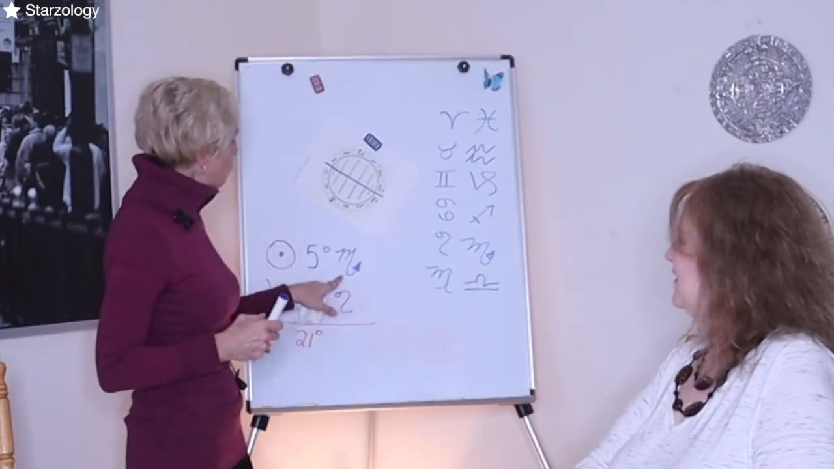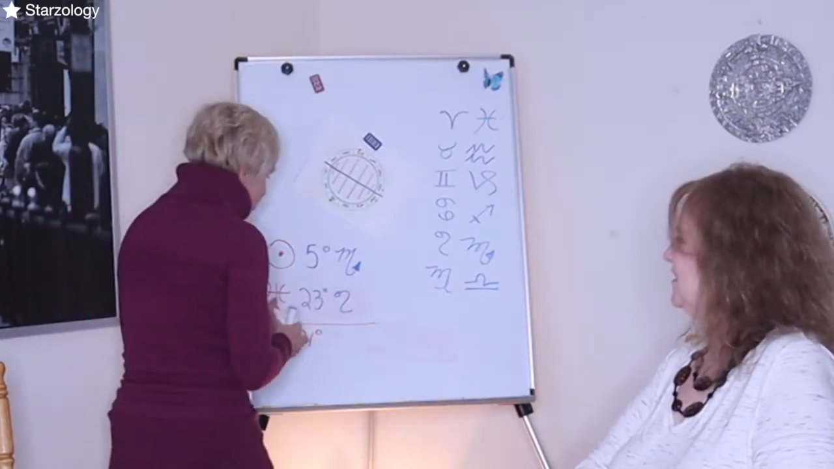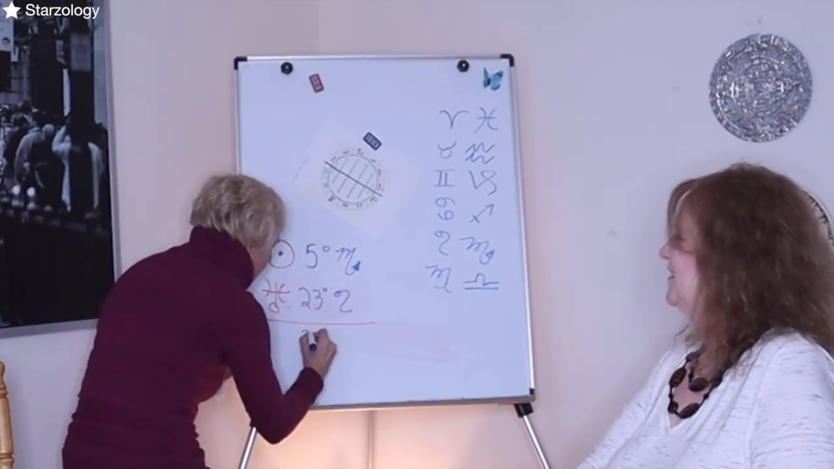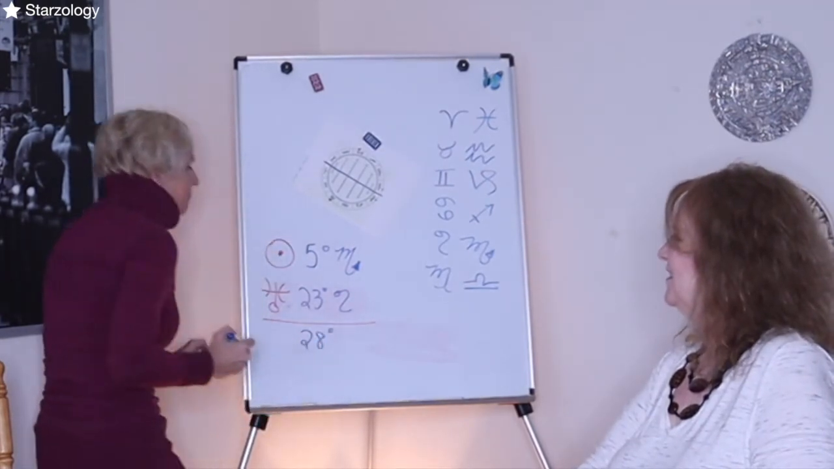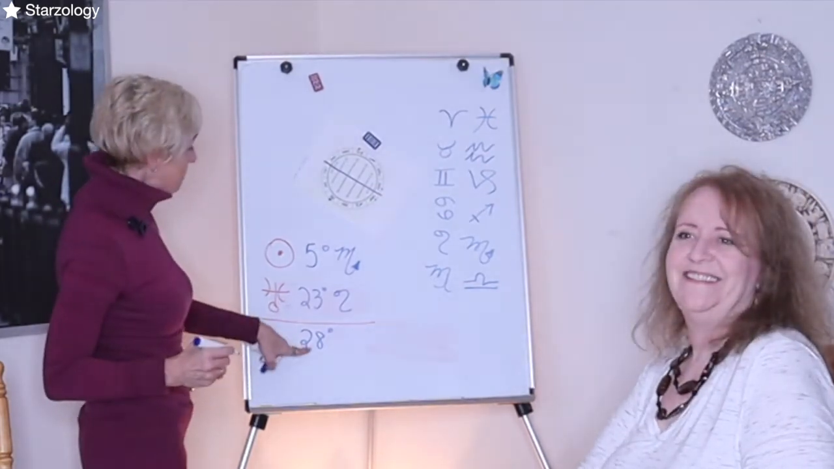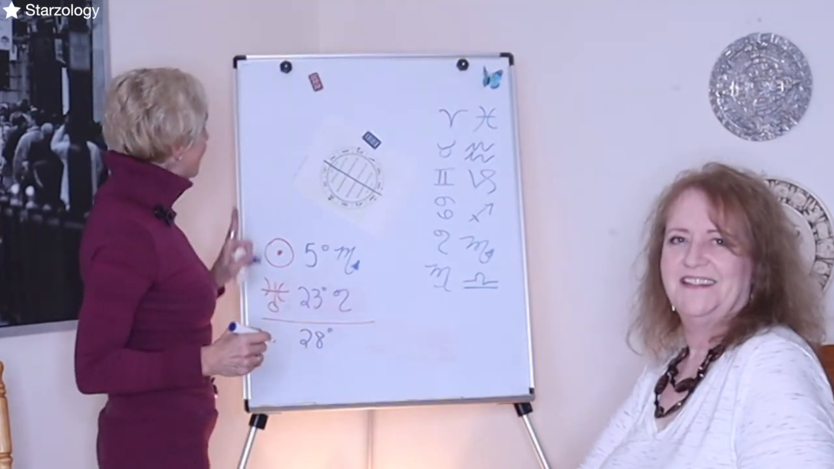Leo, Scorpio. Ooh, potential. Step two is to check the numbers. So we add them together. We get 28 degrees. That looks to me like they're contra-antiscia, right? Because remember our window is between 28 and 32. So I would say, yes, they are.